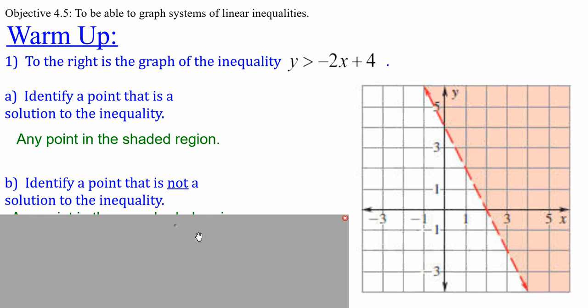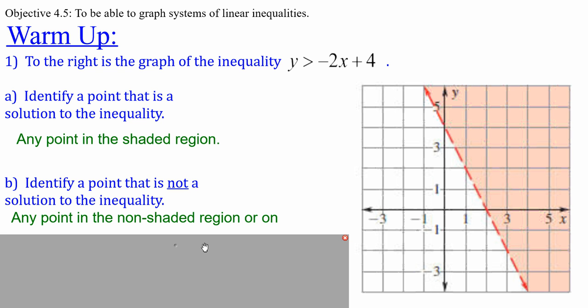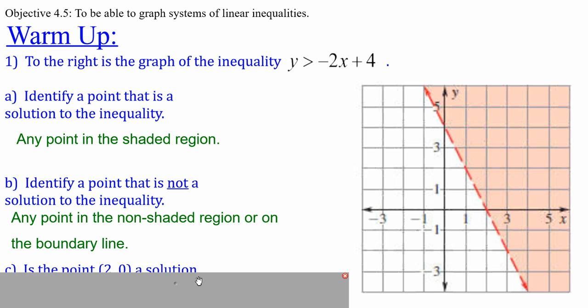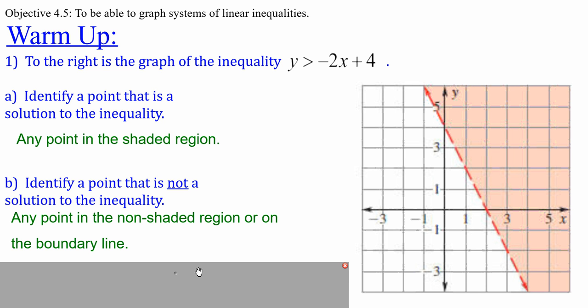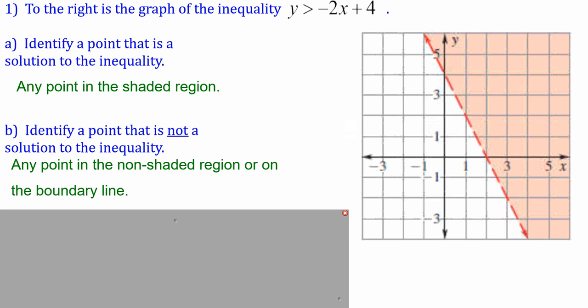Our second question was to identify a point that is not a solution to the inequality. Well, that could be any of the points along the boundary line or in the non-shaded region. Again, there's an infinite number of points that fit that criteria. So anything that's not in the shaded region or on the boundary line are not solutions to the inequality.